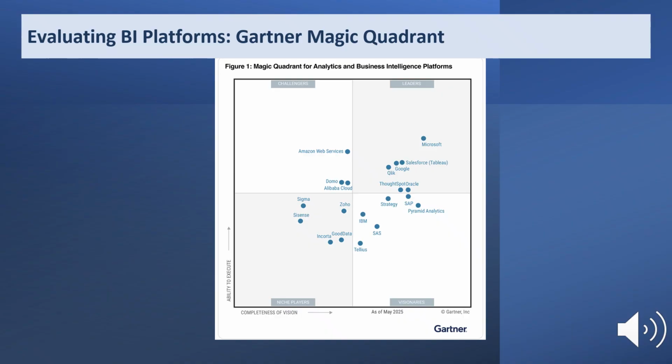Amazon Web Services and Alibaba Cloud are in the challengers quadrant. They have strong execution capability, particularly in large enterprises, but their product vision is considered less cutting edge. SAS, IBM, SAP, and MicroStrategy sit in the visionaries quadrant. Strong cloud integration and data modeling, but still building out its market presence.